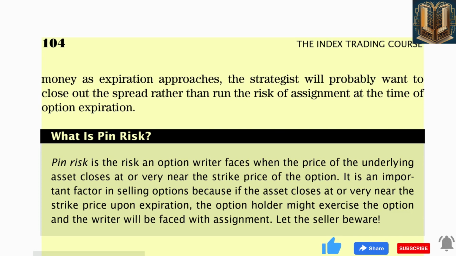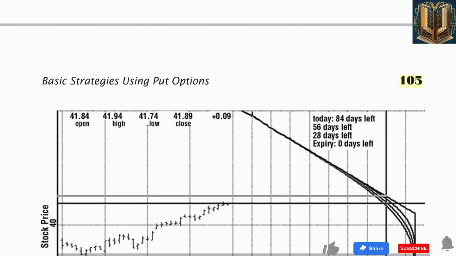What is pin risk? Pin risk is the risk an option writer faces when the price of the underlying asset closes at or very near the strike price of the option. It is an important factor in selling options because if the asset closes at or very near the strike price upon expiration, the option holder might exercise the option and the writer will be faced with assignment. Let the seller beware.